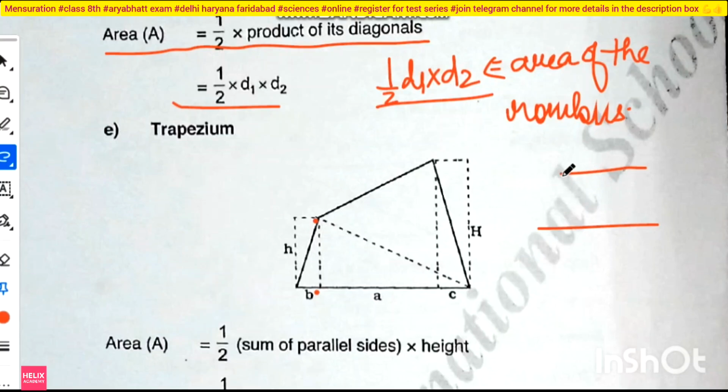Parallel sides. Suppose I am talking about this kind of trapezium with parallel sides A and B, and I draw a perpendicular distance like this way, then this is the height. Okay, so the general formula of a trapezium is half, sum of the parallel sides into height. But see what is here.